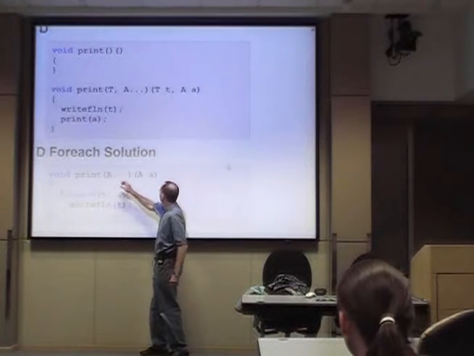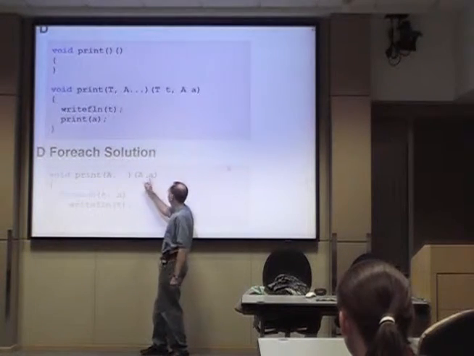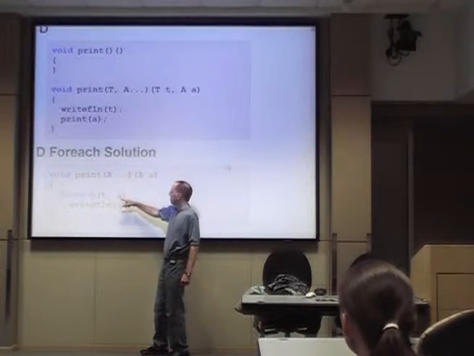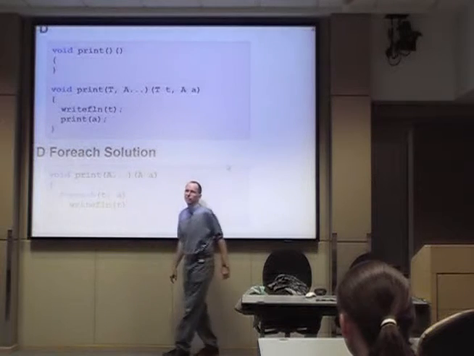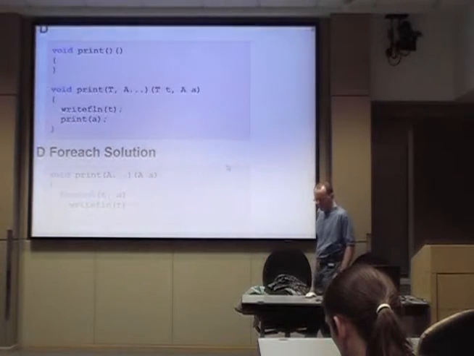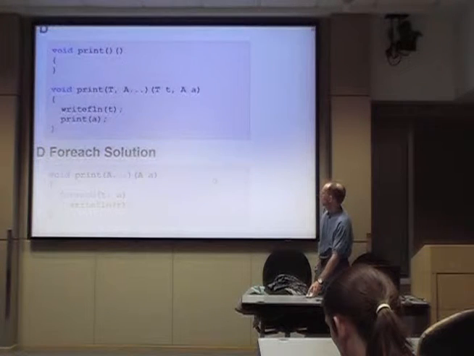Print is a template function that takes a variadic number of arguments. We loop over the array of elements, printing out each one. And I like that a lot better than even the proposed C++ solution.